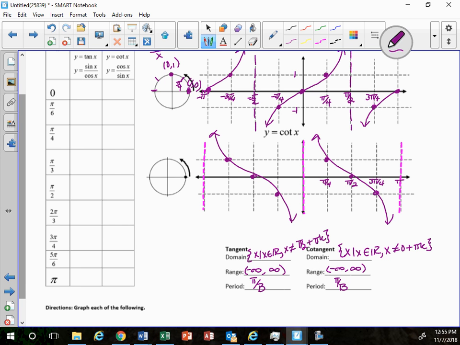What do you think? Do these have amplitude? No. Why? You're right. Yeah, it goes to infinity, okay? You can stretch them, but they don't actually have a defined amplitude, okay? All right. Let's turn the page and try to graph it.